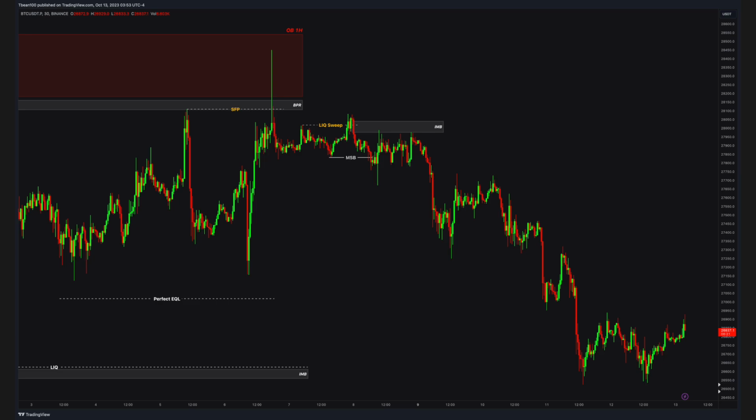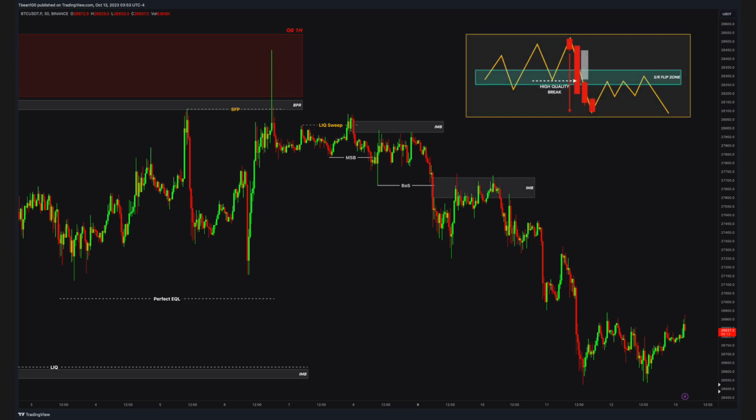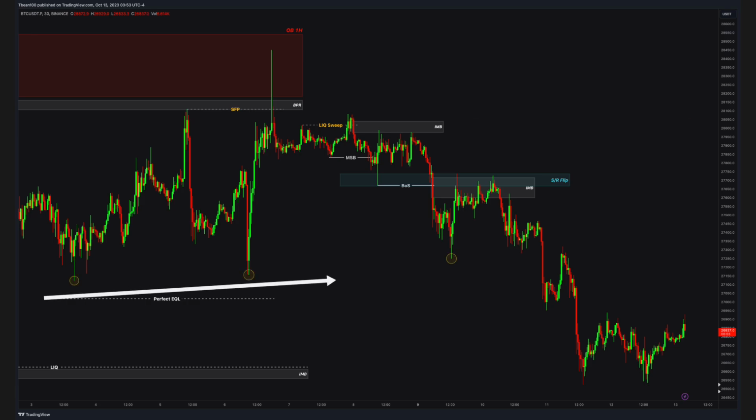Remember, we are riding the structure downwards, trying to keep taking out those tasty liquidity areas below. The structure kept shifting right here with a new break of structure. And again, price pulled back to its imbalance, which is actually also a support and resistance flip area, which was giving me extra confidence. However, at this time, something happened.